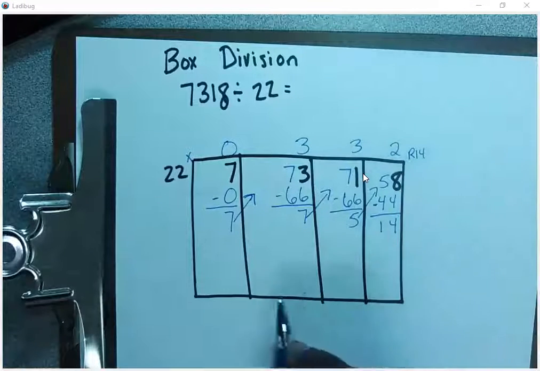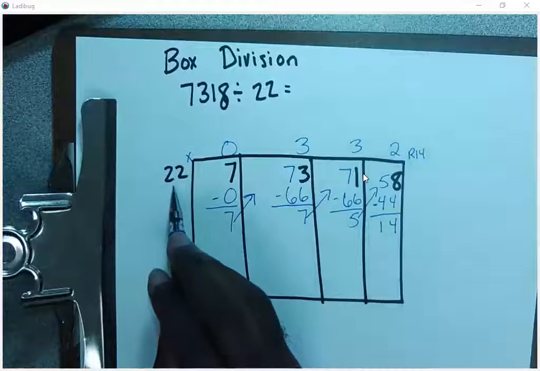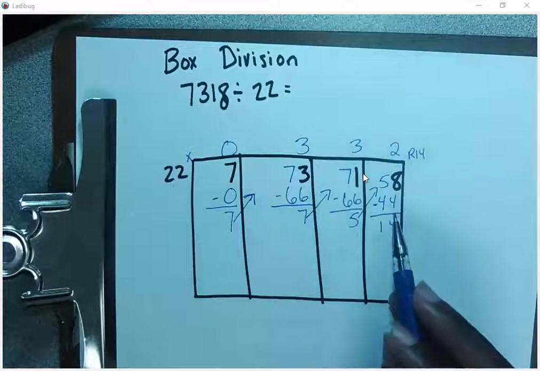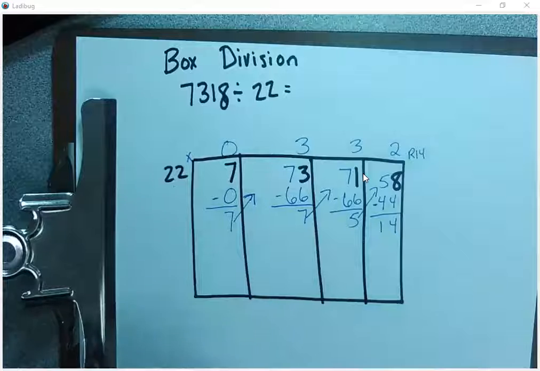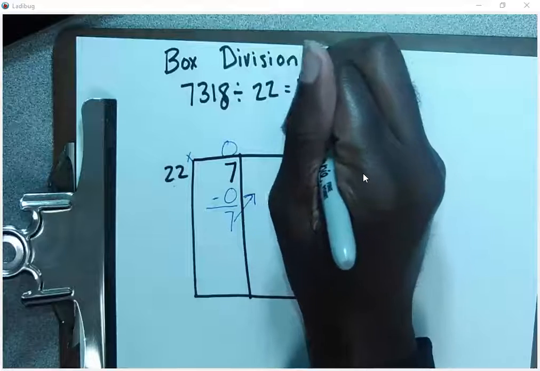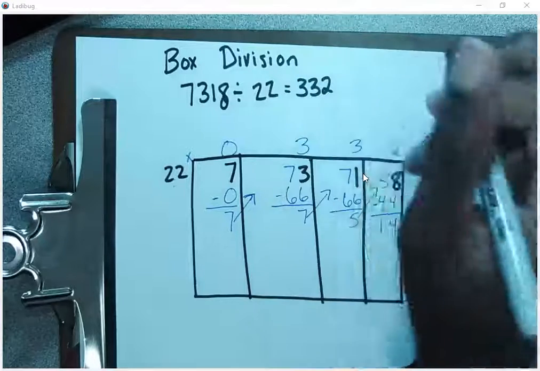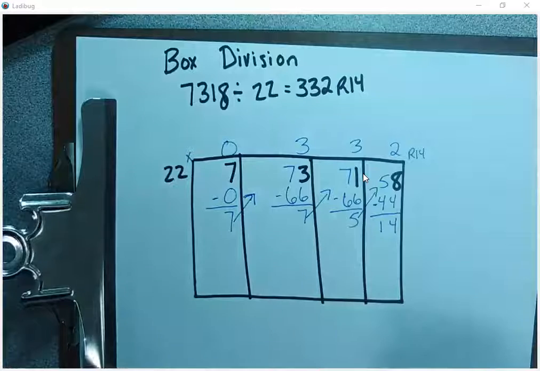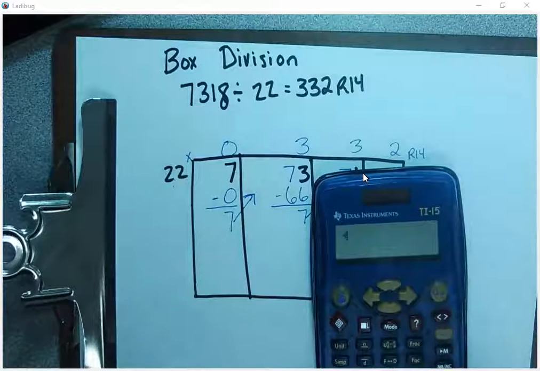So now I can say that 22 divided into 7,318 gives me the answer of 332 with a remainder of 14. Now, this part is important: to check our work using a calculator. We also want to check our work on pencil and paper as well.